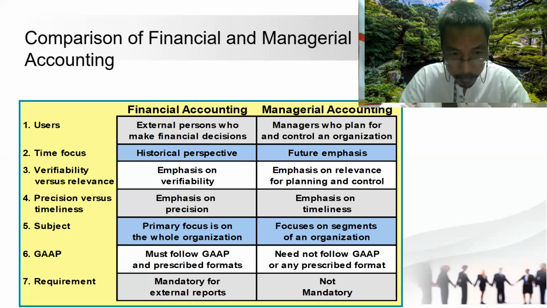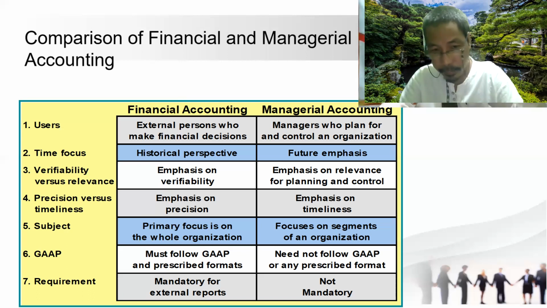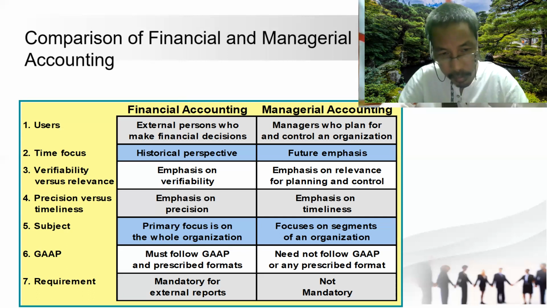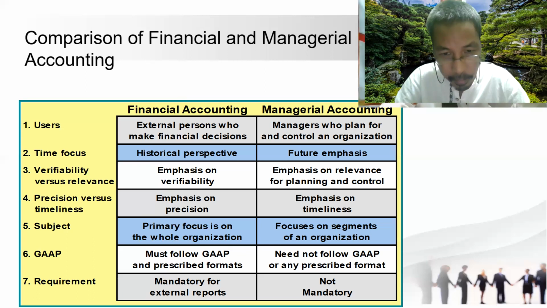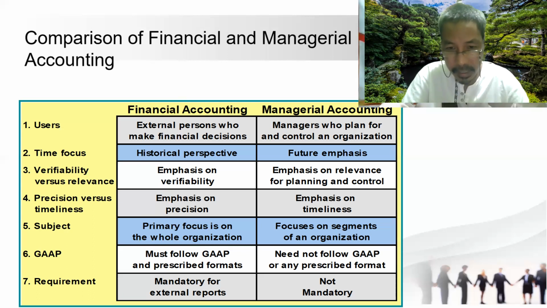And number 6 aspect is the GAAP, or what we mean by GAAP, generally accepted accounting principles. So financial accounting must follow GAAP and those prescribed formats by GAAP. However, managerial accounting need not follow GAAP or any prescribed format because it is just for the consumption of managers for decision-making purposes, not for precision reporting.